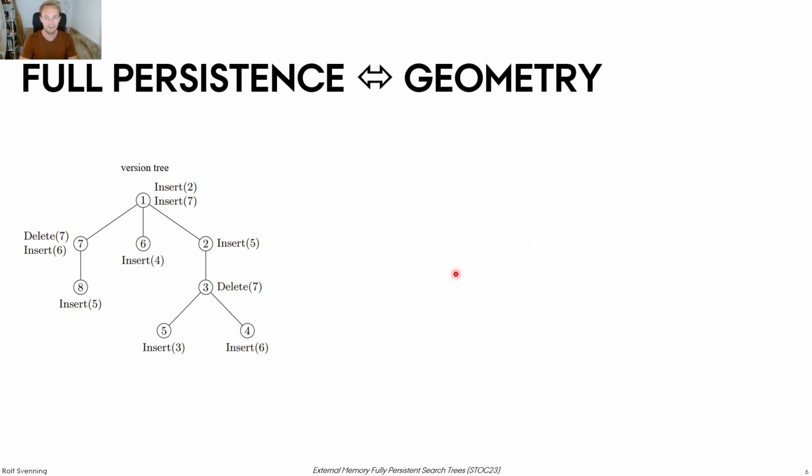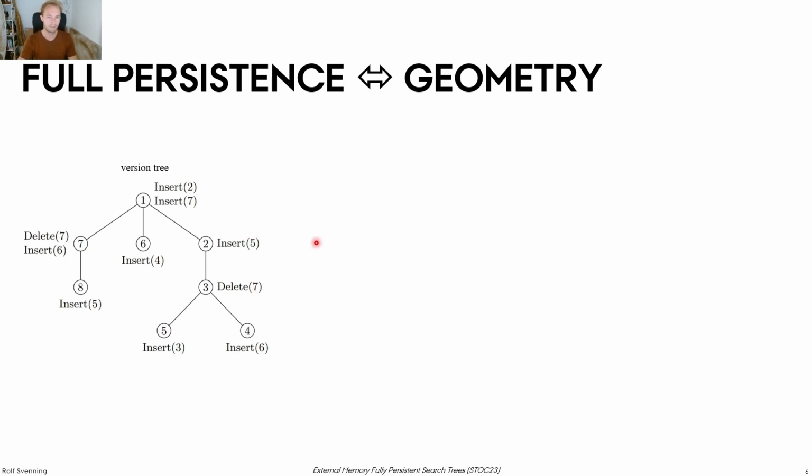And as I mentioned, there's a nice sort of correspondence between persistence and geometry. I'll try and explain how that works. So here we have a version tree. You can see the nodes correspond to versions, and next to the nodes there are the updates that took place in that version. So for example, we have version 1 here, and some updates were applied, and then it was cloned to version 2, an update was applied, cloned to version 3, an update was applied, cloned, an update was applied. And if we look at version 4, which values are contained in version 4? Well, 2, 5, and 6 are contained because 7 is inserted here, but it's deleted here later, so it's cancelled.